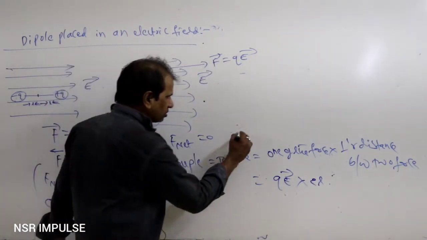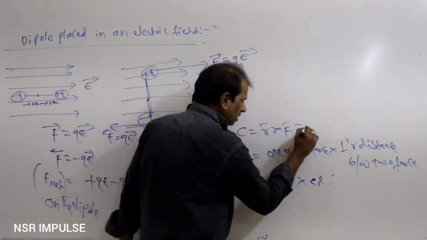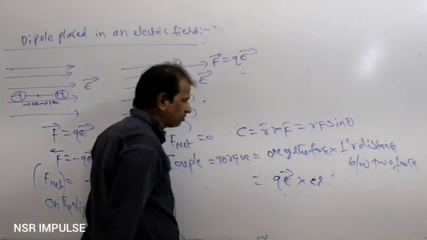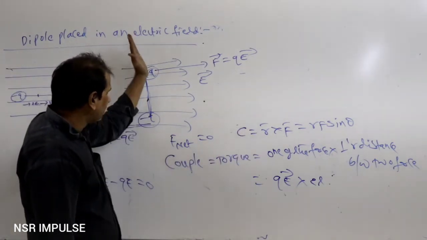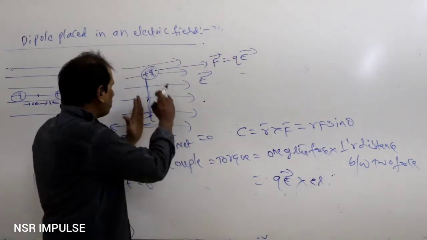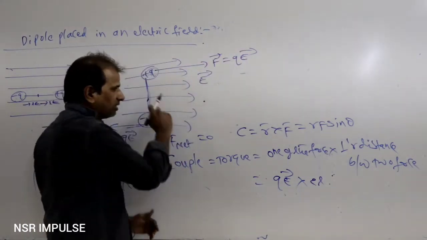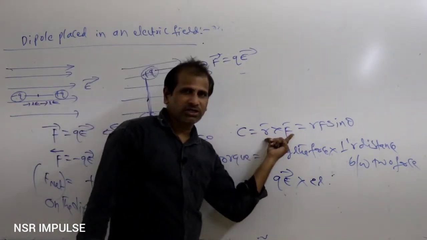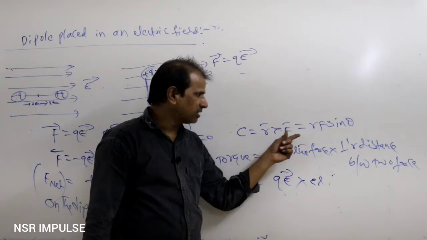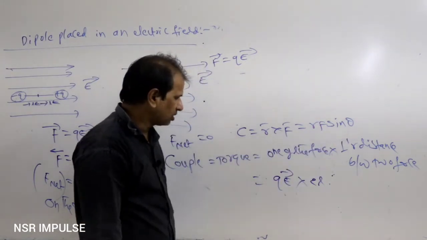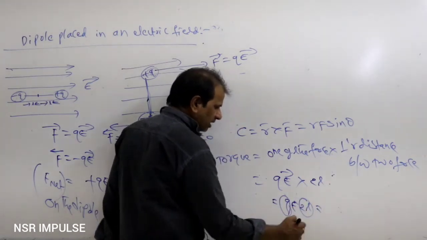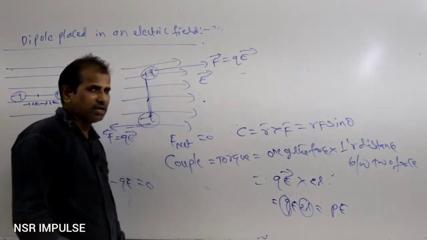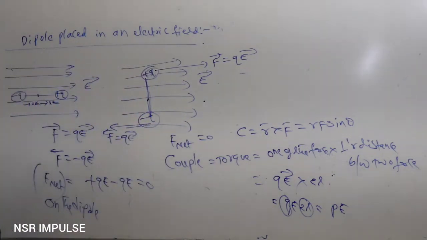The general formula you know from rotational motion is C equal to R bar cross F bar, which is equal to RF sin theta. Here the distance is 2L bar and the force is QE bar. Both are mutually perpendicular, so theta is 90. The angle between distance and force is 90, and sin 90 becomes 1. So this can be written as QE2L. Q into 2L can be written as P. This is simply PE, dipole moment into E, whenever it is placed in the perpendicular direction.